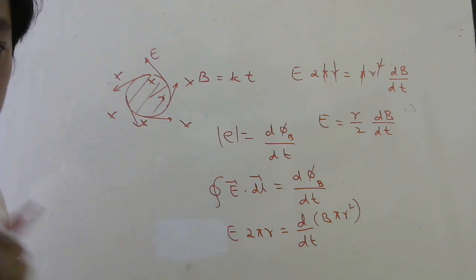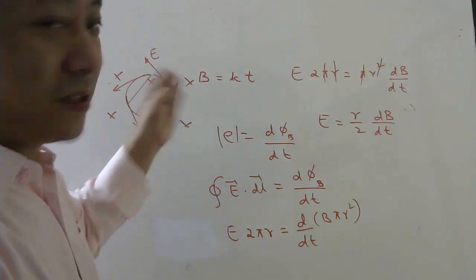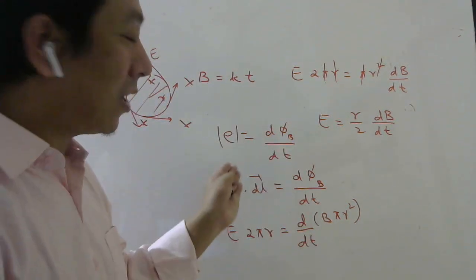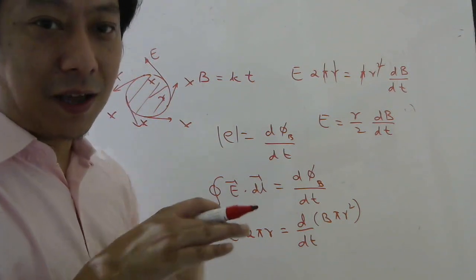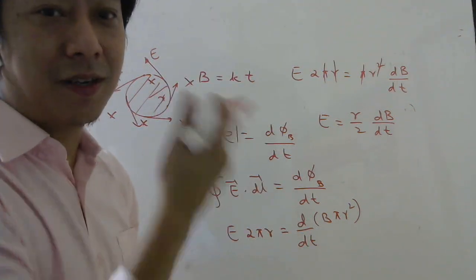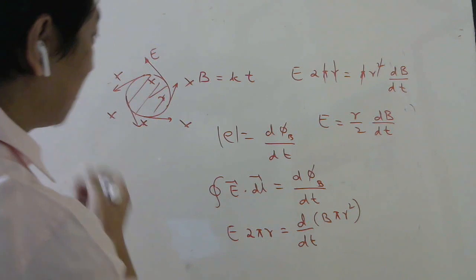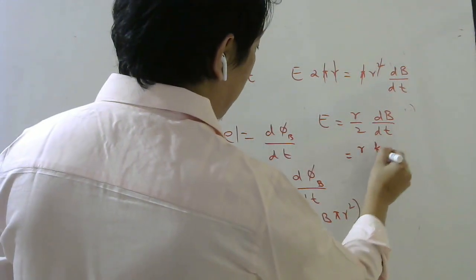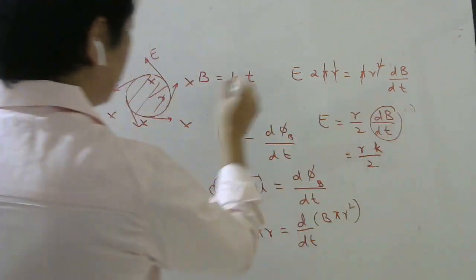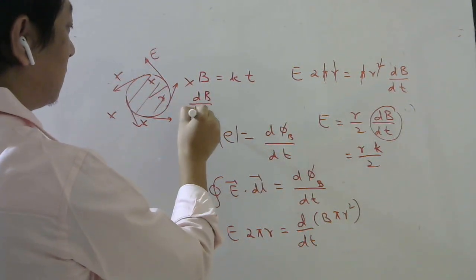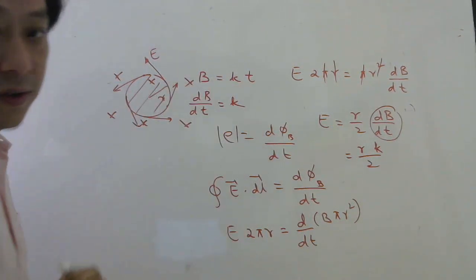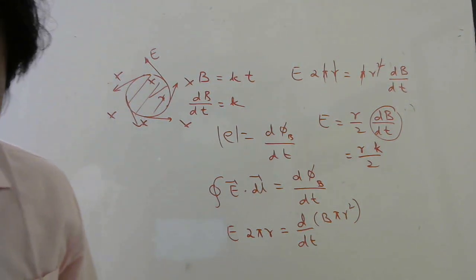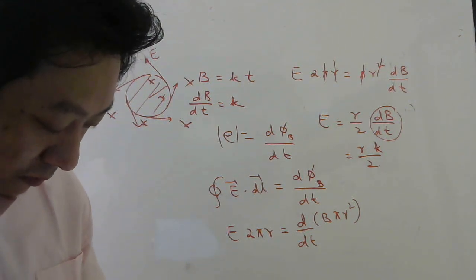So when to use which law? It's very clear. If B is changing and they want E, use Faraday's law. If E is changing and they want B, use Ampere's circuital law, modified form. And here B is Kt, so if you take differentiation, you will get K by 2, right? Differentiation of Kt will be what? K will come out, no? And differentiation of t with respect to t is 1. Which option? C.